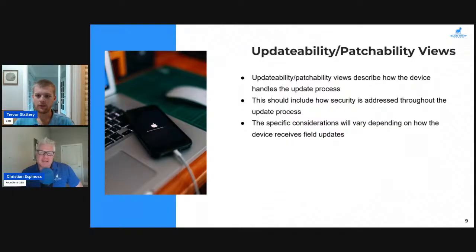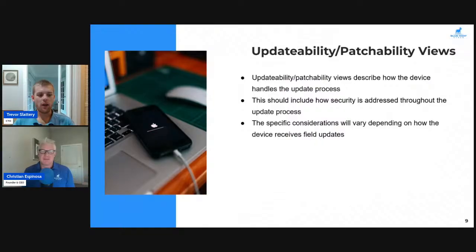Is it safe to say that one of the primary impetuses, is that a plural word? Going back to my Arkansas roots, one of the primary drivers for the updatability and patchability view is the SolarWinds attack? Yeah, that was a big sign. Because we're looking a lot at securing the supply chain for the updatability and patchability as well, right? That's one of the considerations.